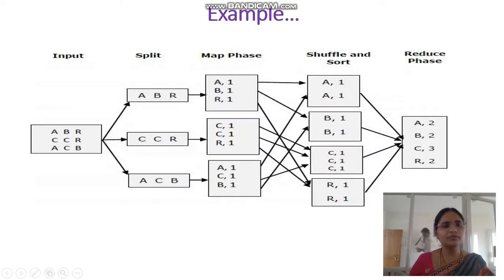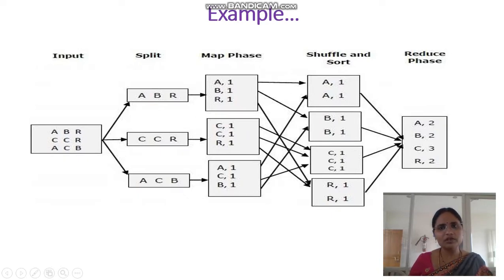This is the input data, consisting of three groups: ABR, CCR and ACB. The first step is that the input data items need to be split into three groups, and during the map phase each and every data item of each group needs to be presented with a key. Let us take the key value as 1 here. So during the map phase the three items will become A1, B1, R1. Similarly for the other two groups.